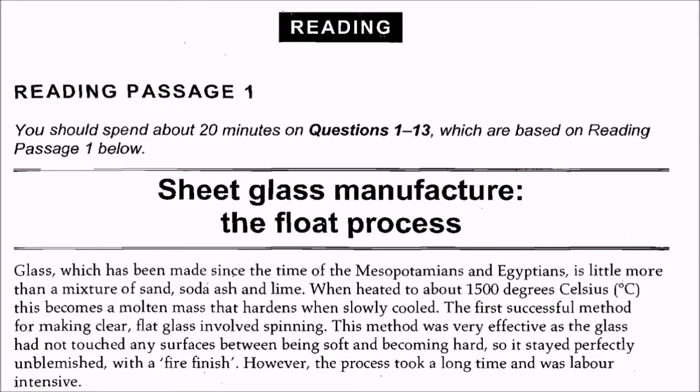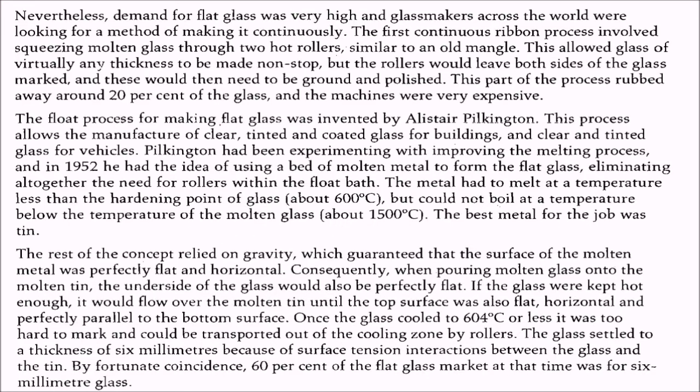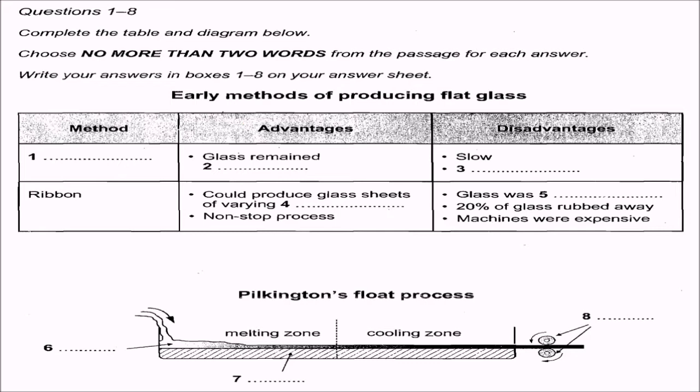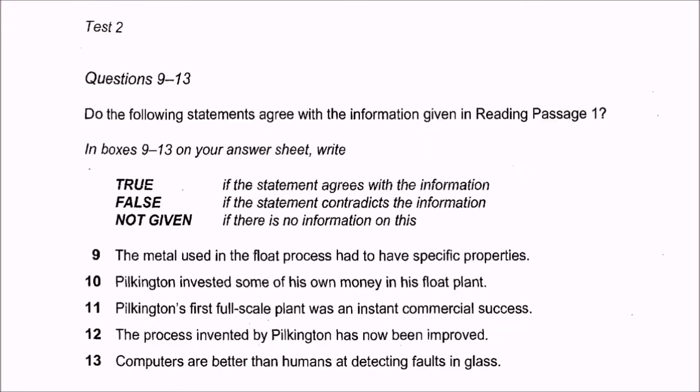Now we are on to the reading section, Test 2, IELTS 8 student group, and this is about glass manufacturing. Before we go ahead, let me show you the questions being asked. It is always better to go through the questions because the questions will tell you what you have to extract from the passage, and these are the questions.